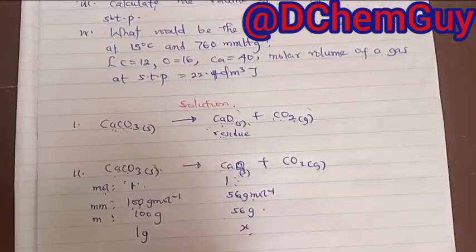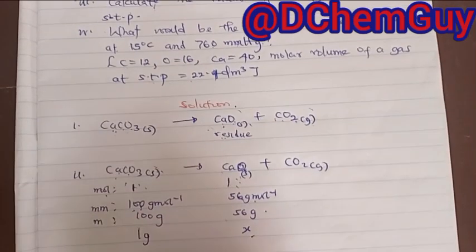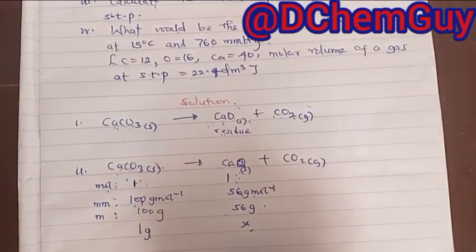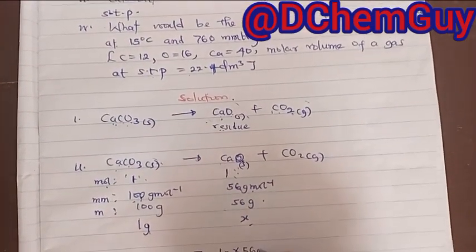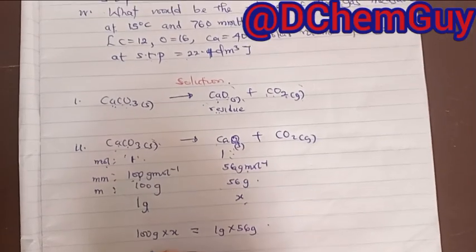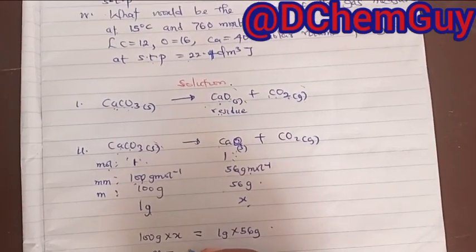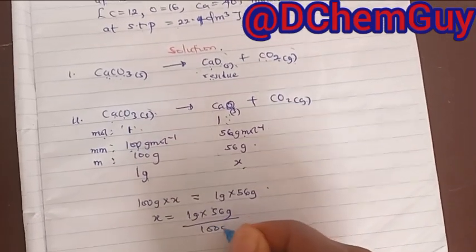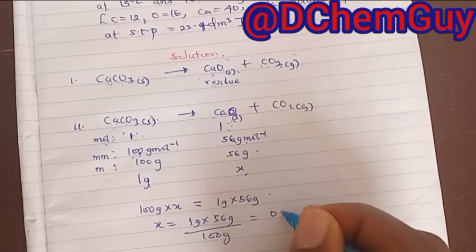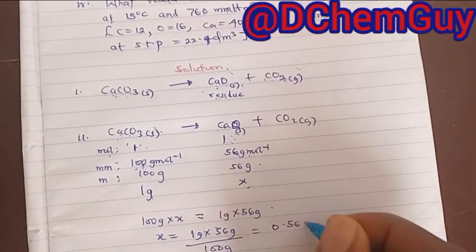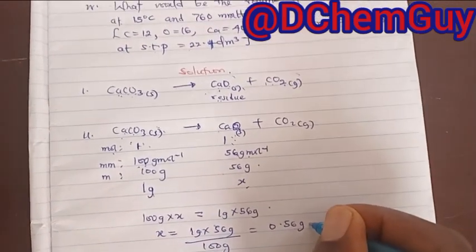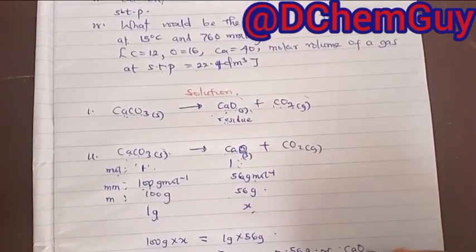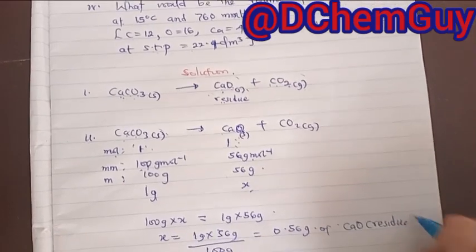So that will be 100 gram times x equals 1 gram times 56 gram. If you make x the subject of the formula, you're going to have 1 gram times 56 gram over 100 gram. This is going to give us 0.56 gram. All right, so gram of what? Of calcium oxide, which is our residue.